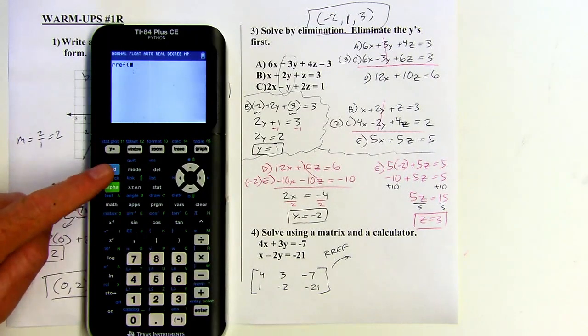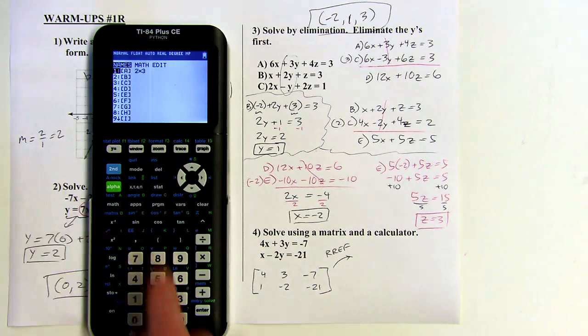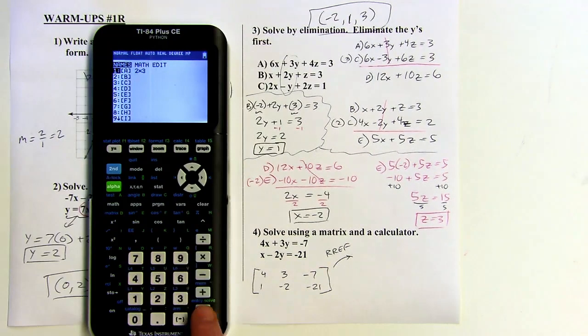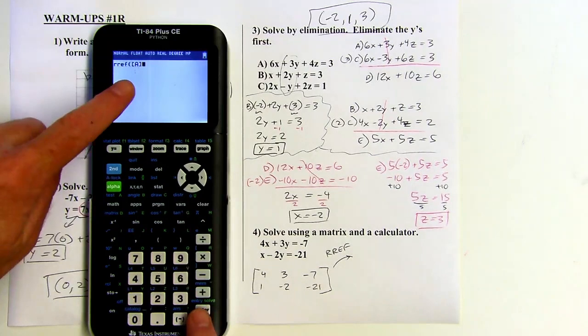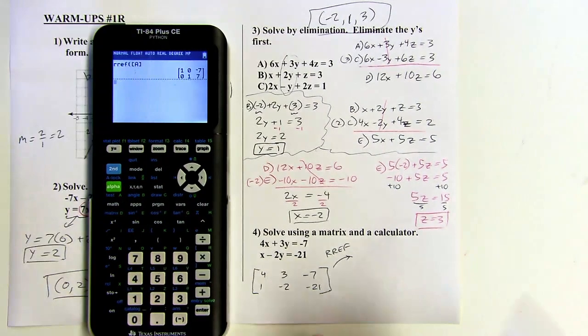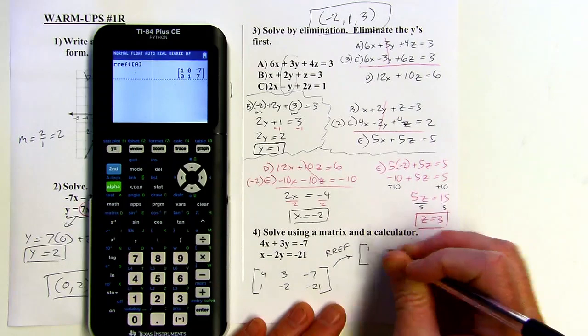So I'm going to go back to the matrix menu one more time, and I'm just going to choose the name of the matrix. So for me, that's matrix A. So I'm going to hit enter there. And now when I hit enter once more, it's going to put this in reduced row echelon form. So that gives me a new matrix.